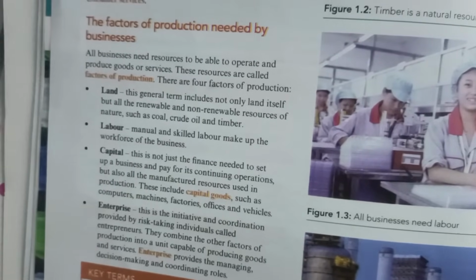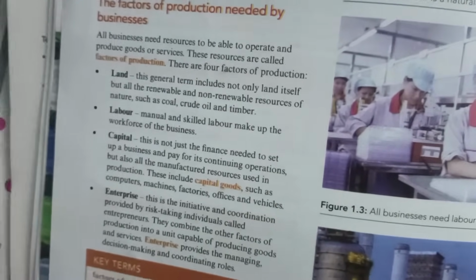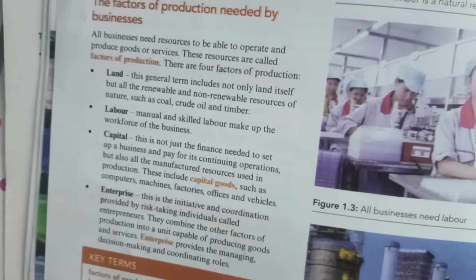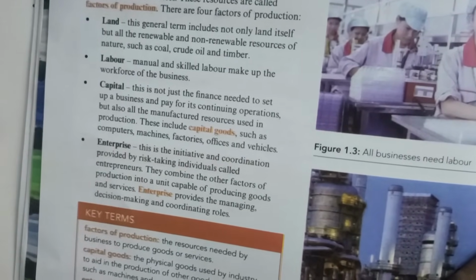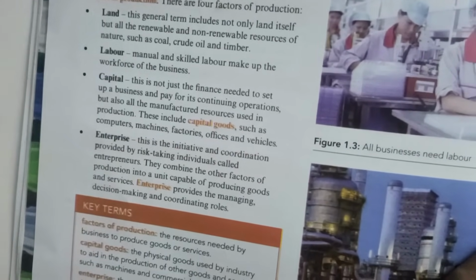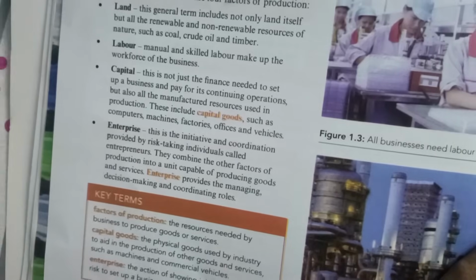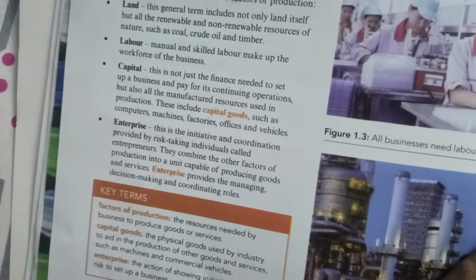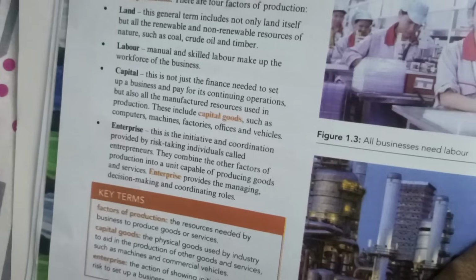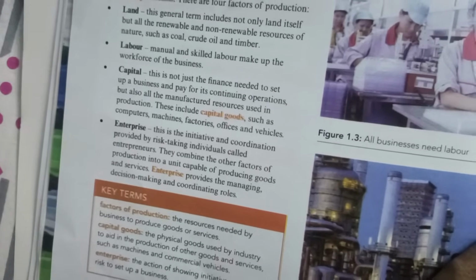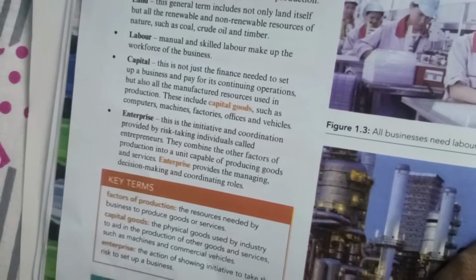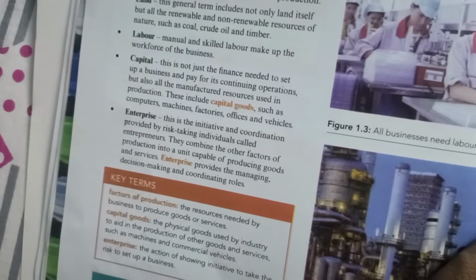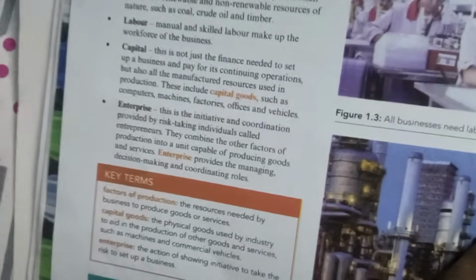Land. This general term includes not only land itself but all the renewable and non-renewable resources of nature, such as coal, crude oil, and timber. Second is labor. Manual and skilled labor make up the workforce of the business. Capital. This is not just the finance needed to set up a business and pay for its continuing operations, but also all the manufactured resources used in production. These include capital goods such as computers, machines, factories, offices, and vehicles.